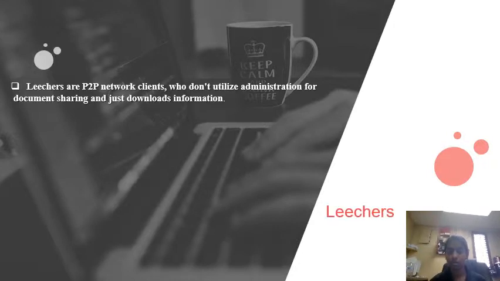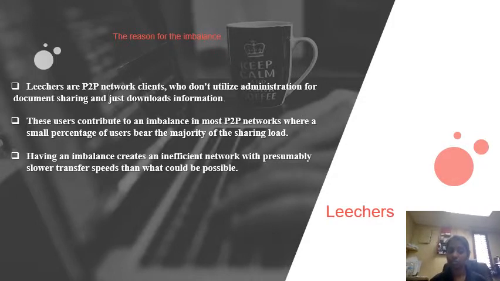The next one we are going to see is the leeches. It is the reason for imbalance. Leeches are peer-to-peer network clients who don't utilize administration for document sharing and just download the information. They won't share any identity with the peer-to-peer network like the active peers involved in the network. These users contribute to an imbalance in most peer-to-peer networks, where a small percentage of users bear the majority of the sharing load.